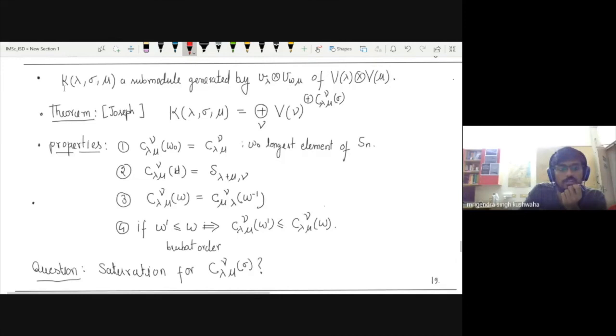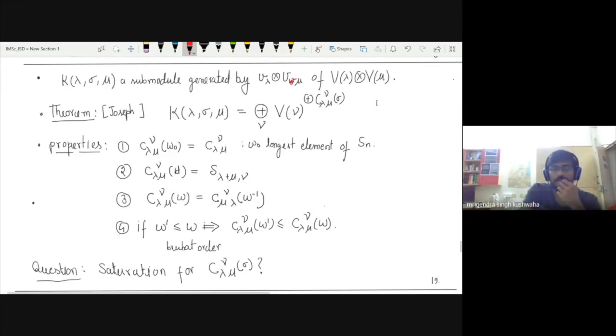So that is the module generated, denoted by K lambda sigma mu. Oh, there is one typing mistake. Here it should be sigma, because I am denoting sigma here. So take this sigma. Joseph has proved that this module is also fully decomposable, just like a tensor product. But the number of times V nu appears here will be the refined Littlewood-Richardson coefficient corresponding to sigma, just like in the tensor product it was the Littlewood-Richardson coefficient.